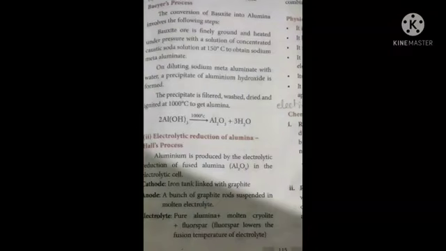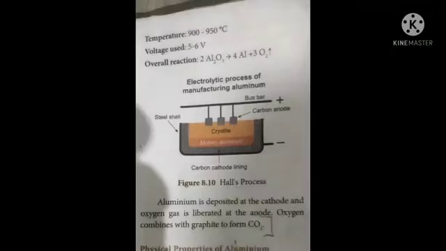Then electrolytic reduction. You can write the cathode, anode, electrolyte, temperature, voltage and the overall equation. The overall equation is very, very important and carries 1 mark, so without the overall equation you should not write this. It is easy: 2Al2O3 gives 4Al plus 3O2. Learn and write that equation, then the diagram, page number 115.